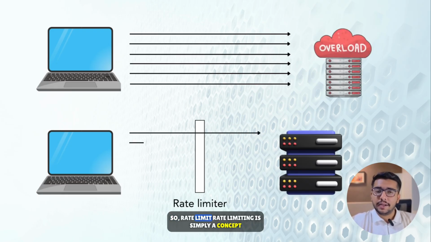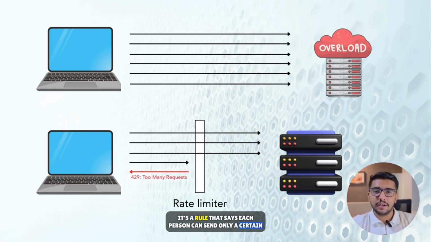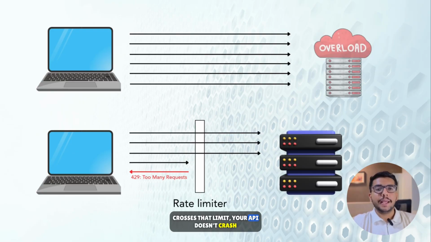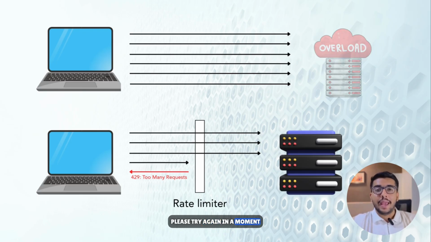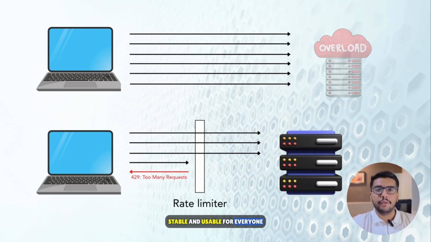So rate limiting is simply a rule that says each person can send only a certain number of requests in a given time period, and if someone crosses that limit, your API doesn't crash, but it politely says, hey, slow down, please try again in a moment. And that's it. That one rule keeps your API fair, stable, and usable for everyone.